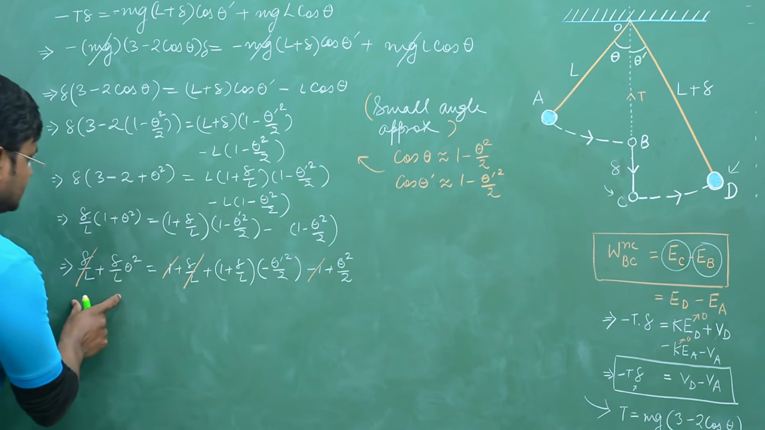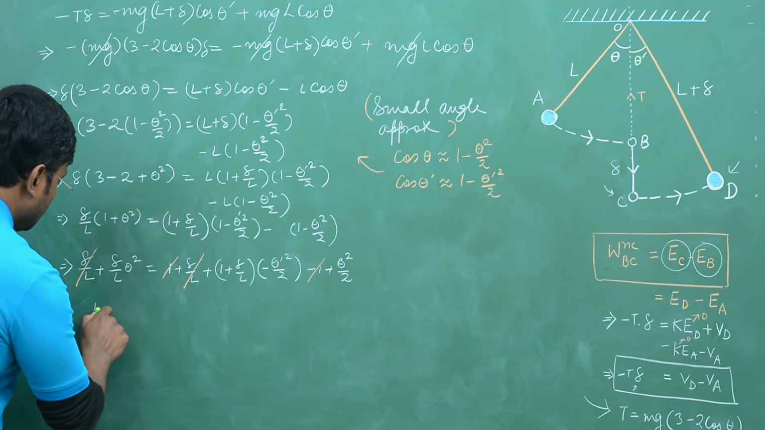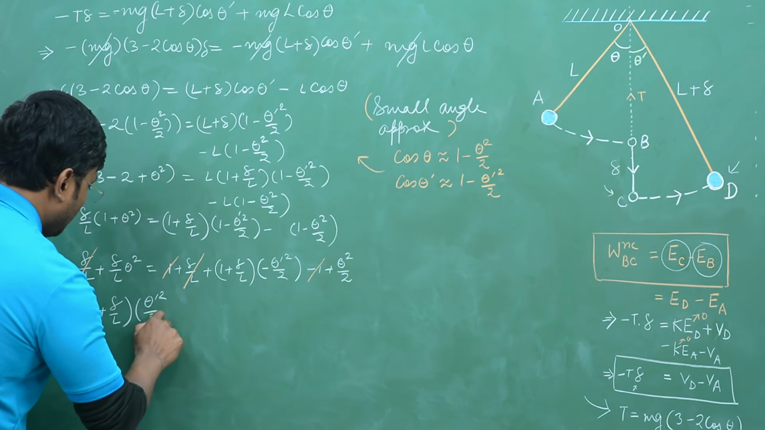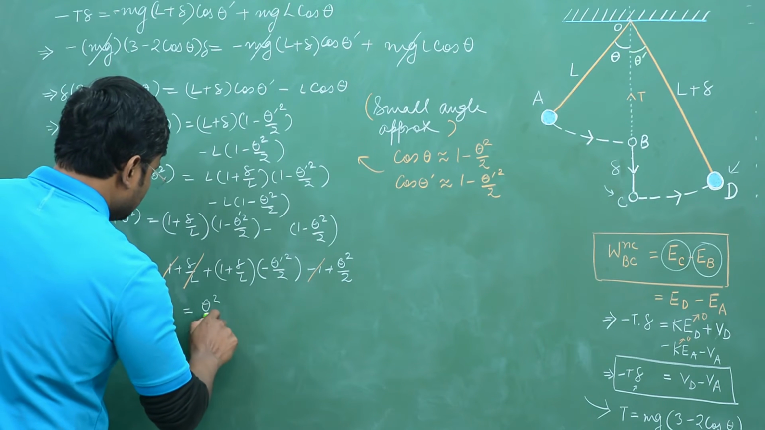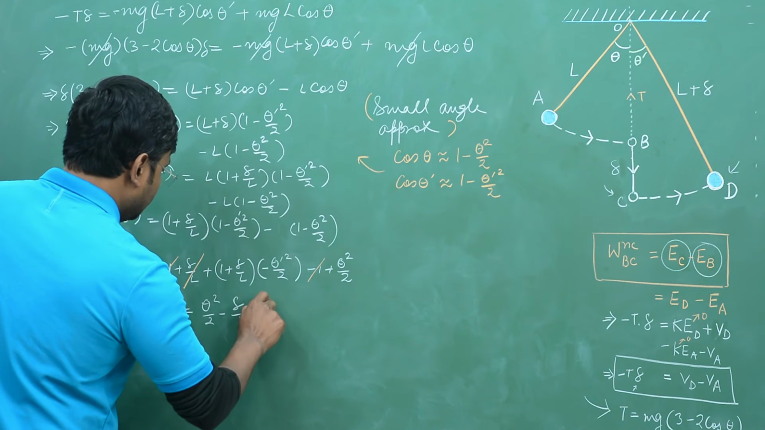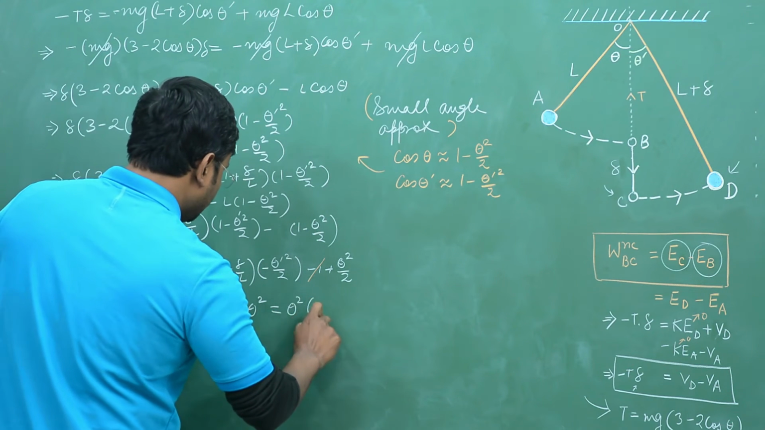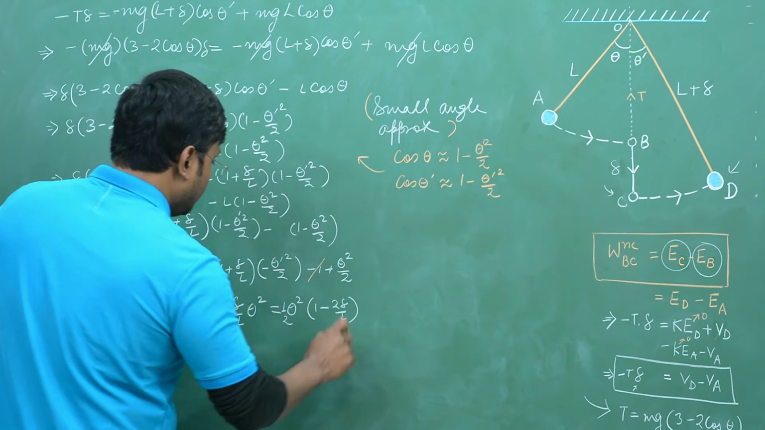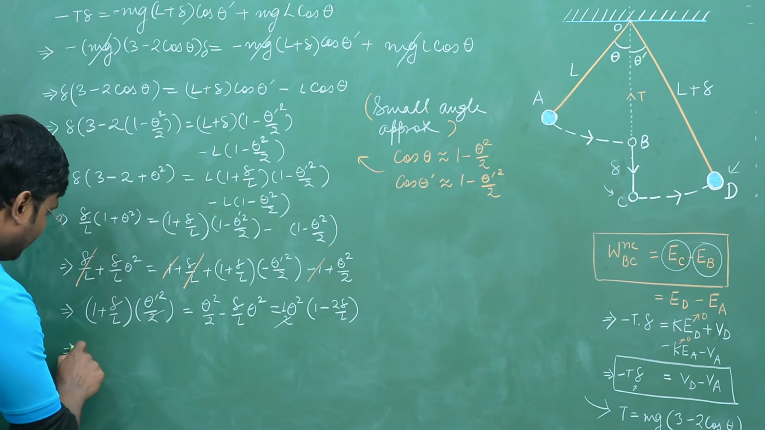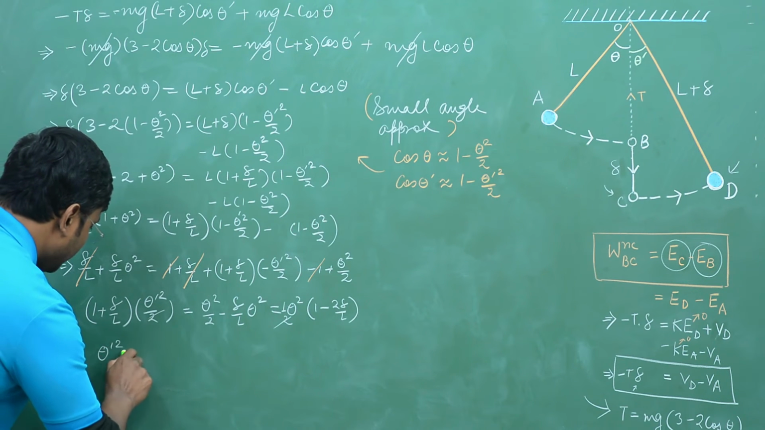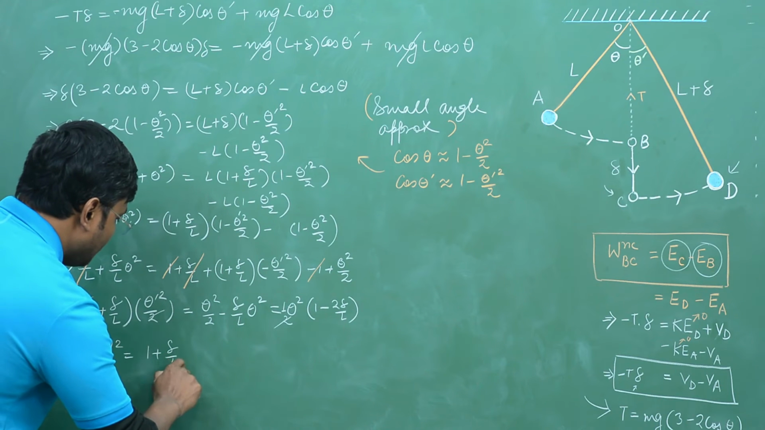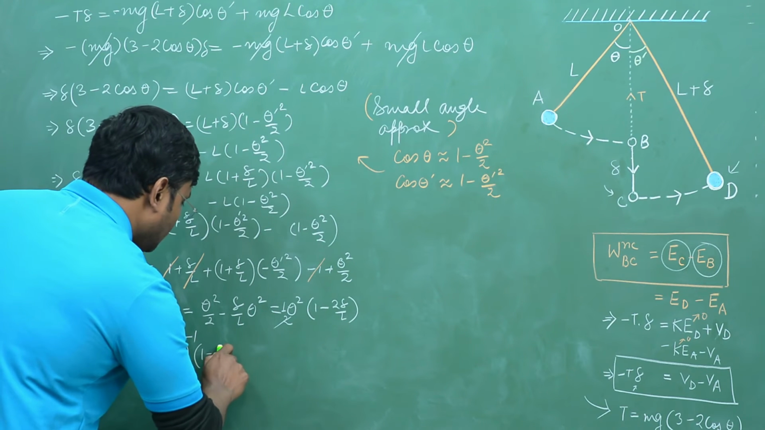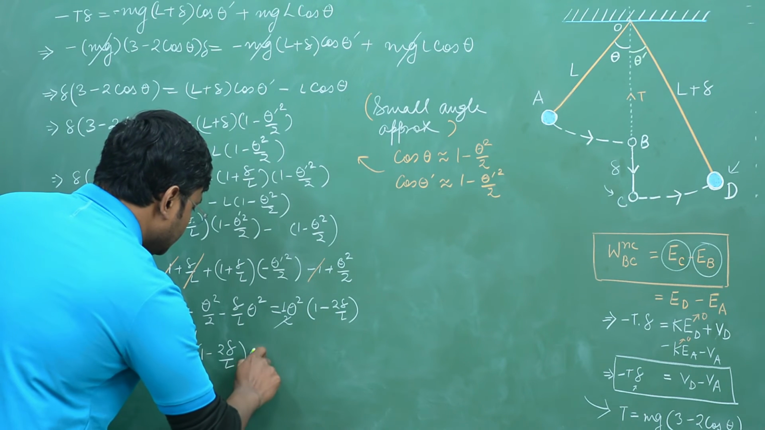So if I take this term to the left hand side and the rest to the right hand side, this simply becomes (1 plus del upon L) theta dash square upon 2 is equal to theta square upon 2 minus del upon L theta square, which is nothing but, if I take half theta square common, 1 minus 2 del upon L, where half and half gets cancelled, and finally theta dash square comes out to be 1 plus del upon L to the power minus 1, and then we have here (1 minus 2 del upon L) theta square.